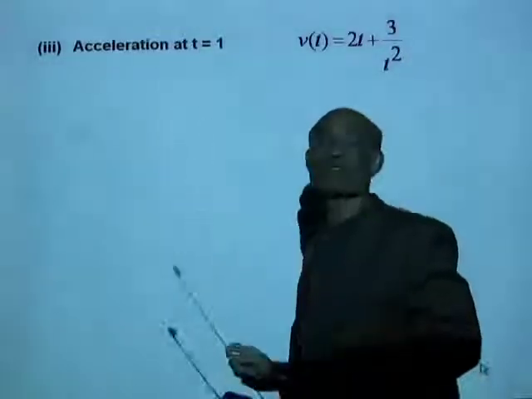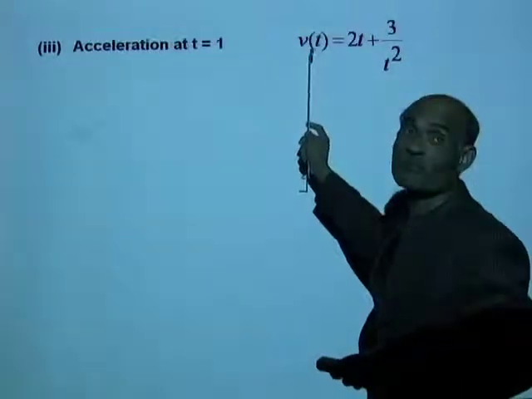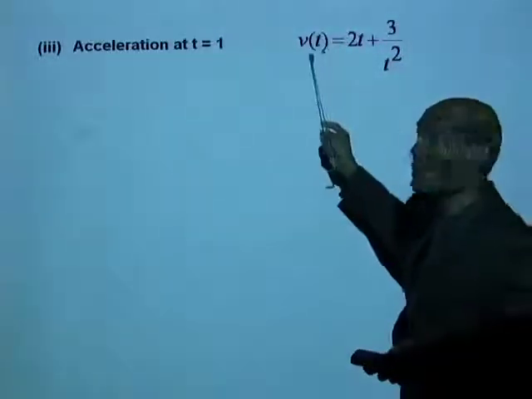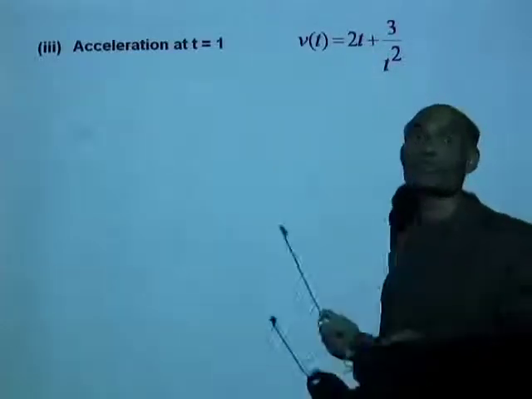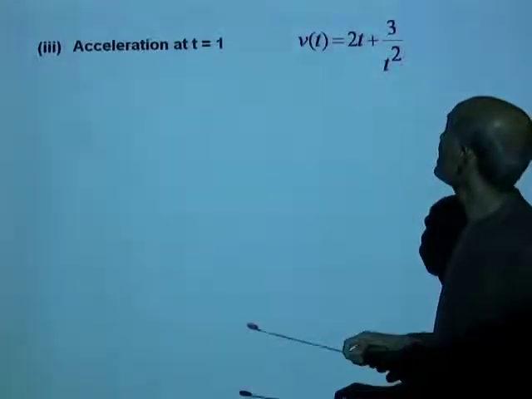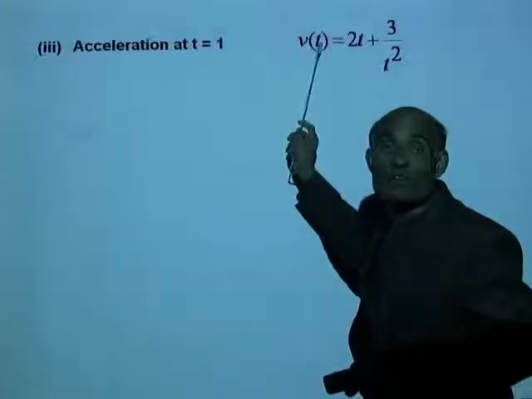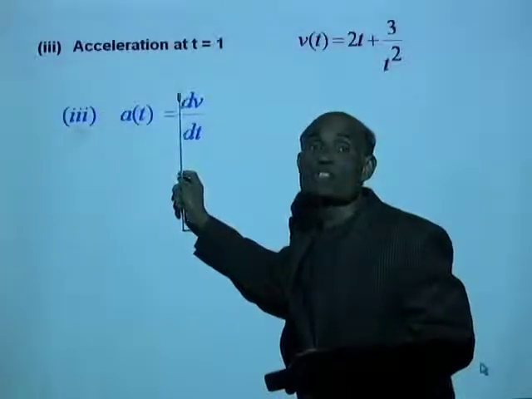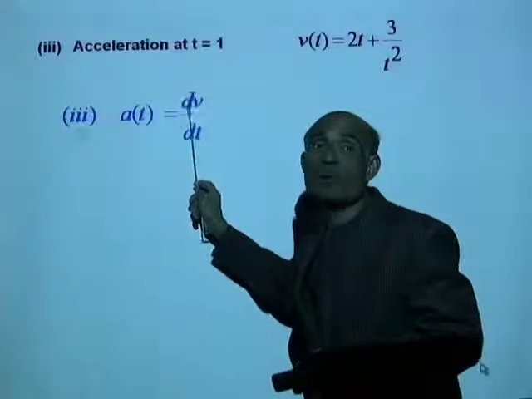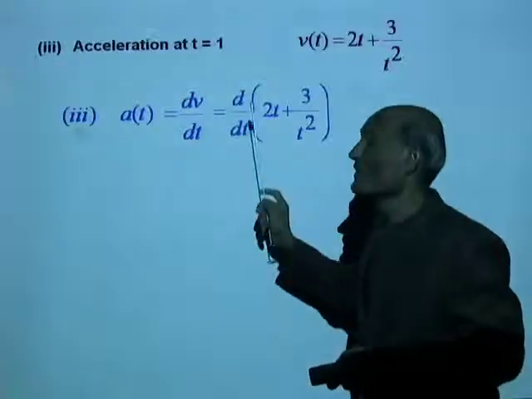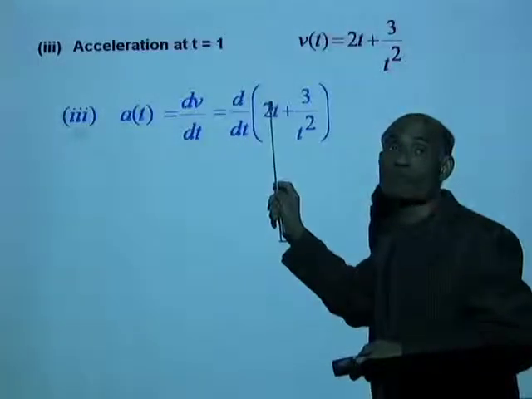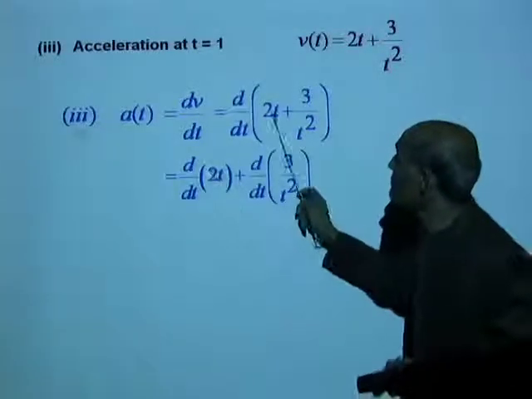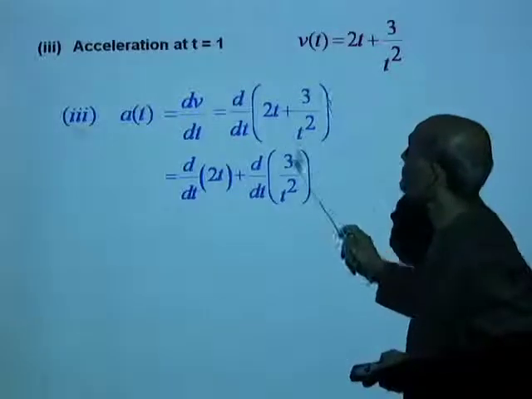Alright, how about the acceleration? Find the acceleration of this. Well, acceleration is the rate of change of velocity. Now the velocity function we obtained is this: v of t is 2t plus 3 over t squared. And to find the acceleration, we find the derivative of this. a of t is dv by dt, the derivative of velocity with respect to time. That will be d by dt of 2t plus 3 over t squared, which is the derivative of 2t plus the derivative of 3 over t squared.